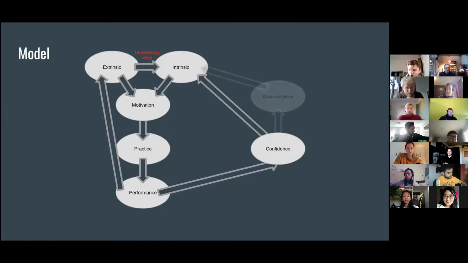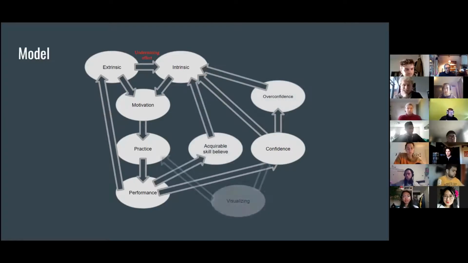And the extra parts, which are, for example, overconfidence, acquirable skill belief, and visualizing, are also parts of our model, but because of the previously mentioned time constraints, we are not going deeper into this. So this is the one-person model. We also created a two-person model, which is basically the same model, but then twice.